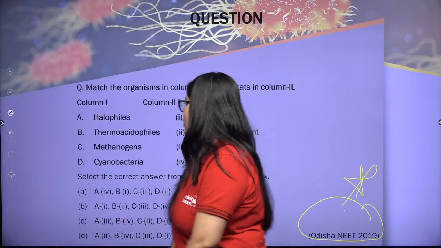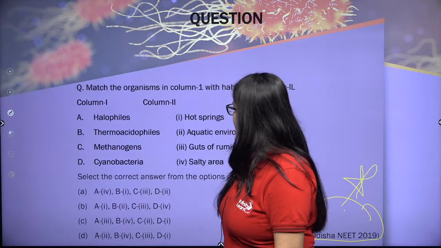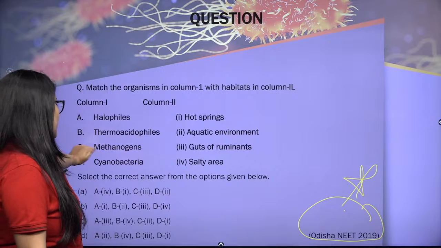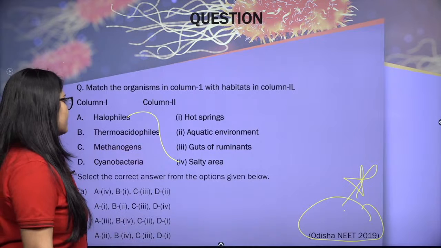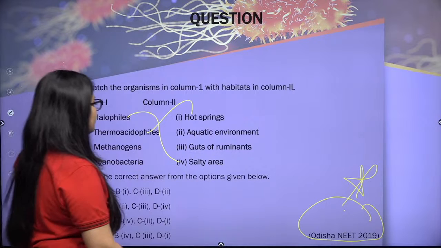So halophiles, thermoacidophiles, methanogens. What are these, my lovely kids? These are actually your archaebacteria. Halophiles, thermoacidophiles, methanogens are archaebacteria, and this is your eubacteria, the cyanobacteria, right? So let's see. Halophiles are the salt loving archaebacteria. Thermoacidophiles are the archaebacteria that you can get in hot springs, right? Methanogens are the archaebacteria that you can get in the guts of the ruminants, and they produce methane gas over there.